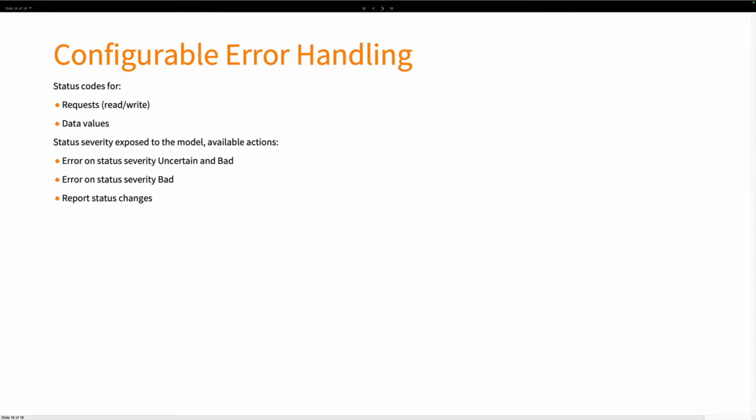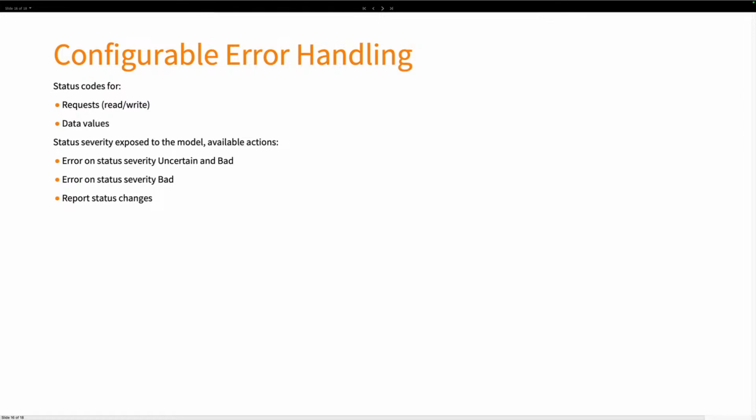So let's move on to error handling. In OPC UA, status codes are used for indicating the state of a request and the quality and state of a data value. Status codes come in three different severity levels. They can be good, uncertain, or bad. And they can also carry additional information about the reason why the status isn't good. For example, maybe the value is at the limit of the sensor operating range, or the communication with the data source has failed.